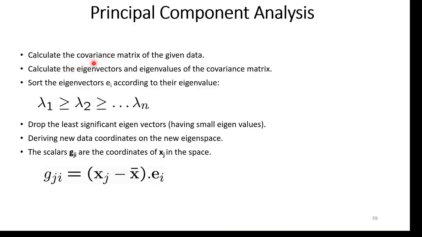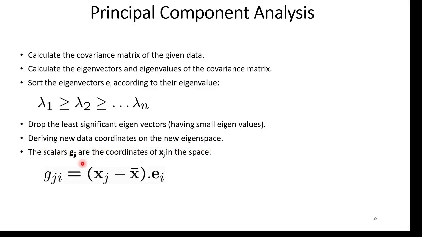These are the steps of the principal component analysis. Calculate the covariance matrix for the given data. Calculate the eigenvectors and eigenvalues for the covariance matrix. Sort the eigenvectors according to their eigenvalues. Drop the least significant eigenvectors which have smaller eigenvalues. Derive new data coordinates on the new eigenspace of reduced dimensionality.